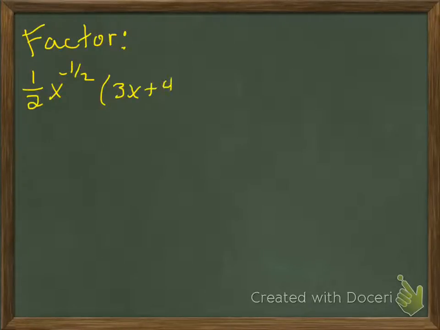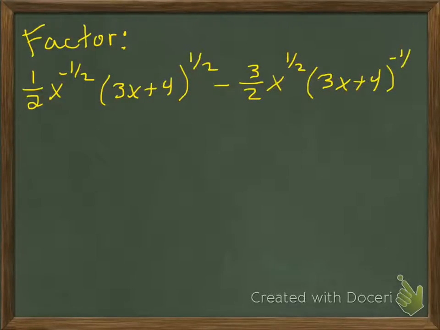It's got a little bit more going on. So we're going to factor 1/2 x to the minus 1/2 times (3x plus 4) to the 1/2 minus 3/2 x to the 1/2 times (3x plus 4) to the minus 1/2. So what we're going to do first is look at what we have the same of.